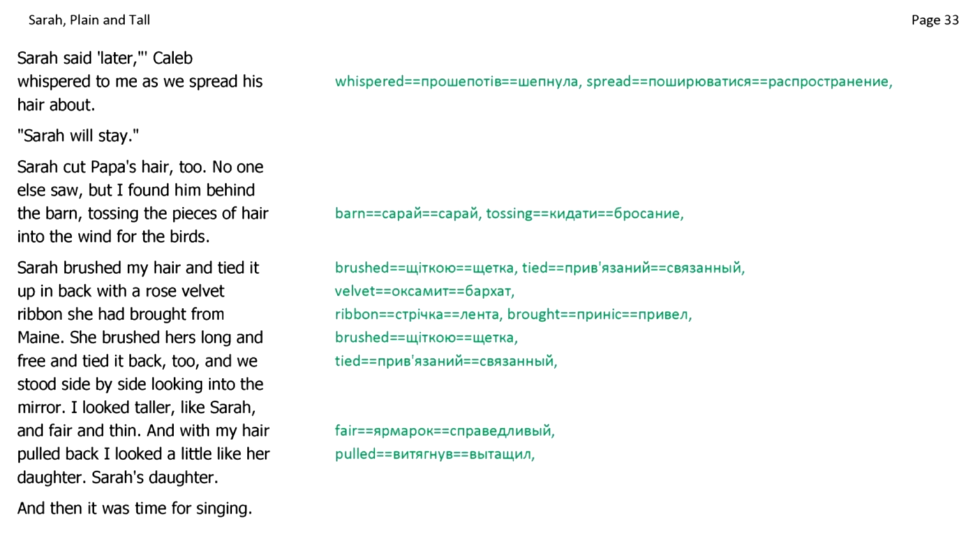No one else saw, but I found him behind the barn, tossing pieces of hair into the wind for the birds. Sara brushed my hair and tied it up and back with a rose velvet ribbon she had brought from Maine. She brushed hers long and free and tied it back too, and we stood side by side looking into the mirror. I looked taller like Sara, and fair and thin, and with my hair pulled back I looked a little like her daughter, Sara's daughter. And then it came time for singing.